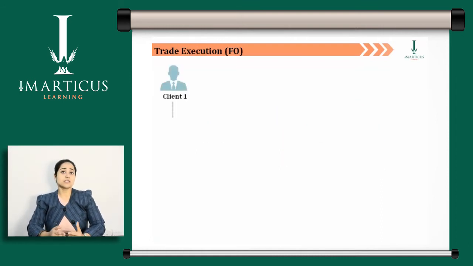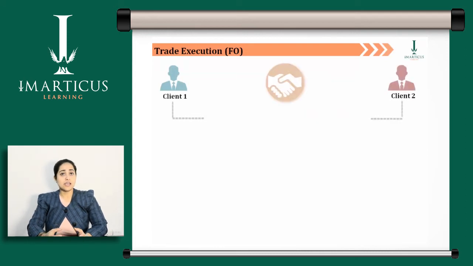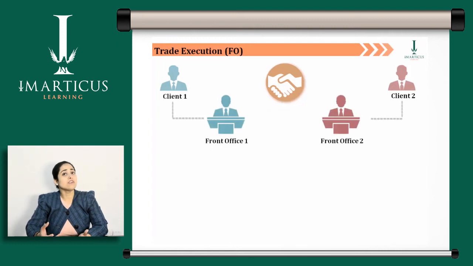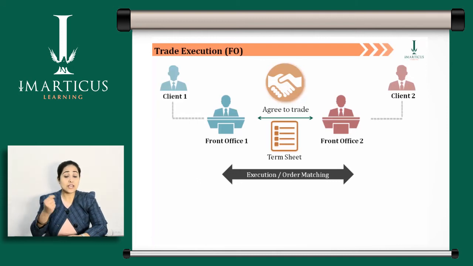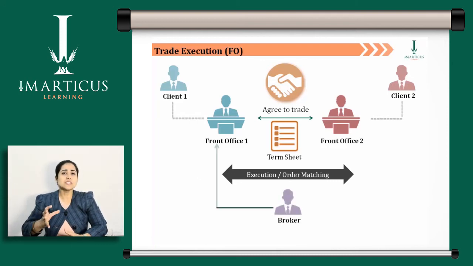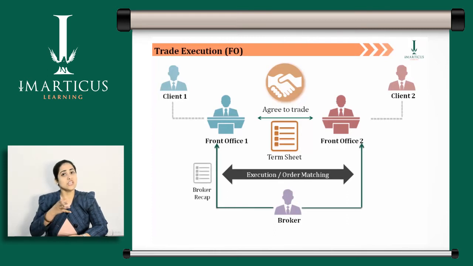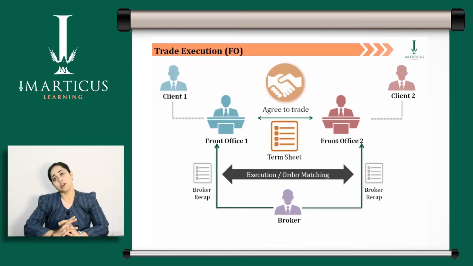Next, once the trade economics are agreed between two counterparties, they exchange an acceptance message with each other. This could be something like agreed, okay, done, that's agreed, fine, or so on. This signifies that front offices of both counterparties agree to trade economics. This stage is also known as execution or order matching. Here, a term sheet or a recap is generated which recaps the economics of the trade. In case a broker is used to negotiate the trade with each trader, then the broker will generate a broker recap and send it to both front offices.